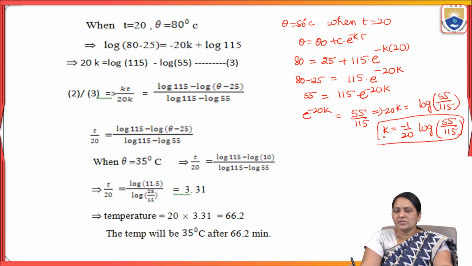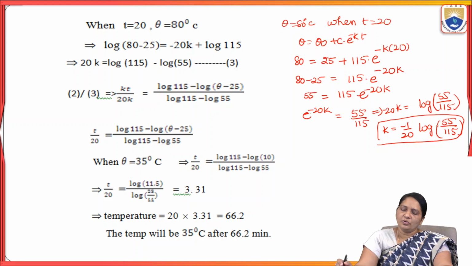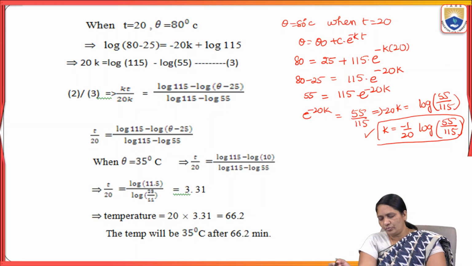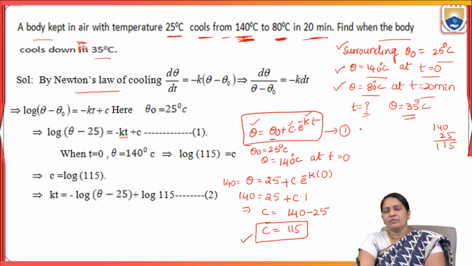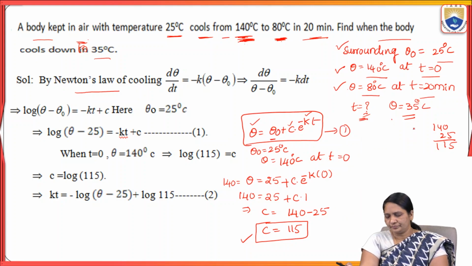You can simplify this value by using the logarithmic value from the calculator, or otherwise keep it as it is and simplify afterwards. So we calculated the k value also. That means the third step is also completed. Now what are they asking us to calculate? We have to calculate the time for the temperature theta equal to 35 degrees C. That is what we are going to do now.